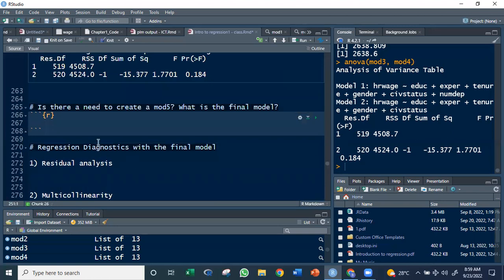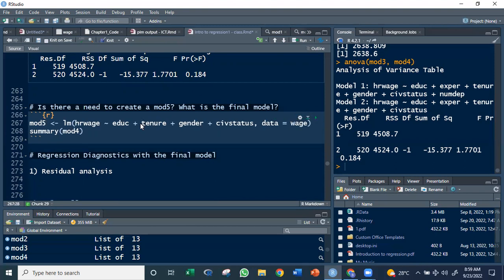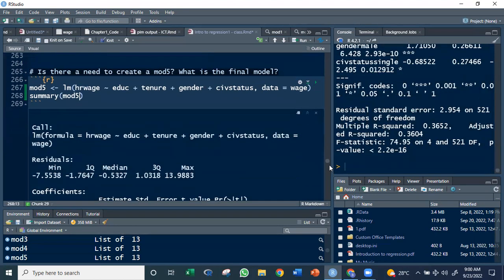Okay, let's go here. Need to create model 5, yes, kasi may mga insignificant pa tayo. So model 5, and then tatanggalin natin si experience. Remove experience. There. And model 5 to. Okay. Model 5, so ilan na lang predictors natin? 1, 2, 3, 4. Apat na lang. No? And then let's run this.